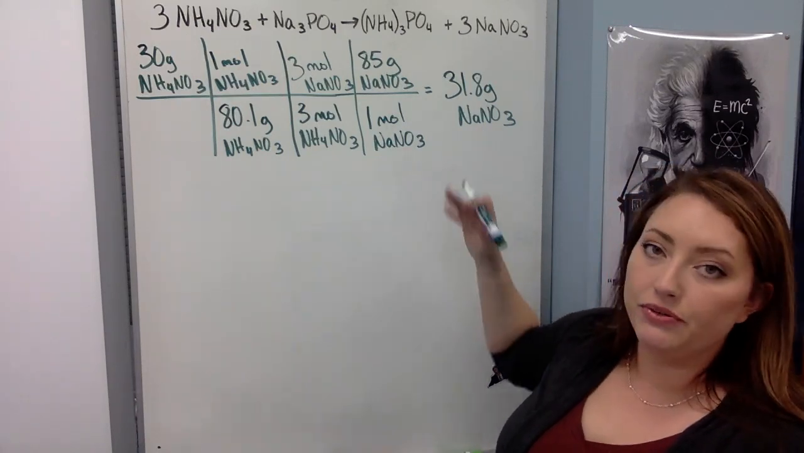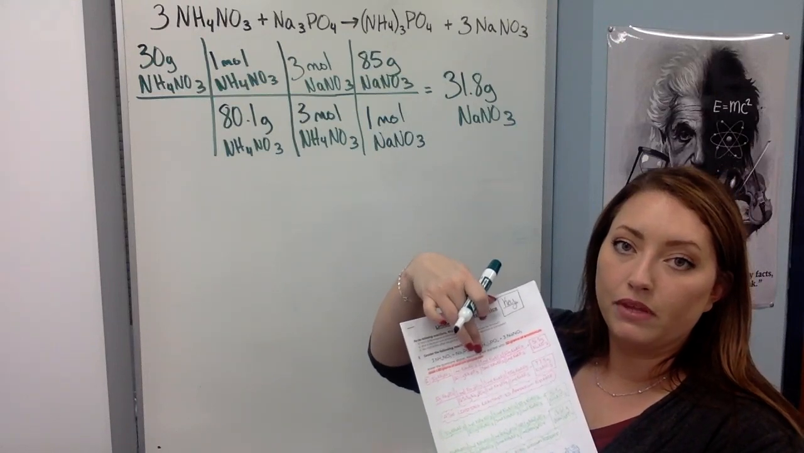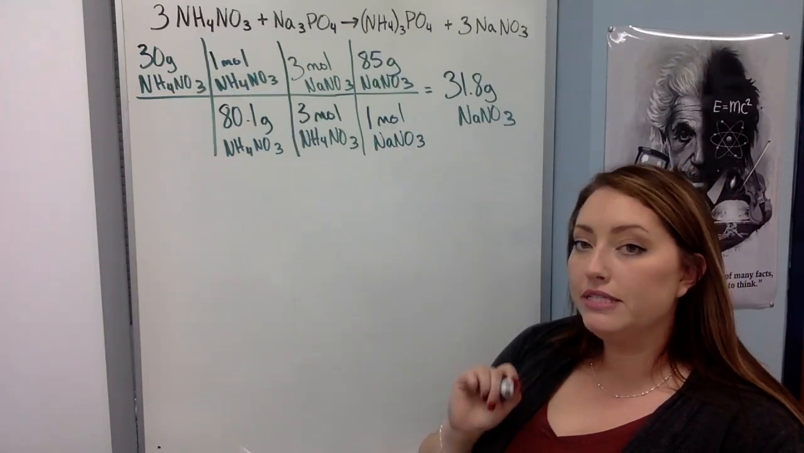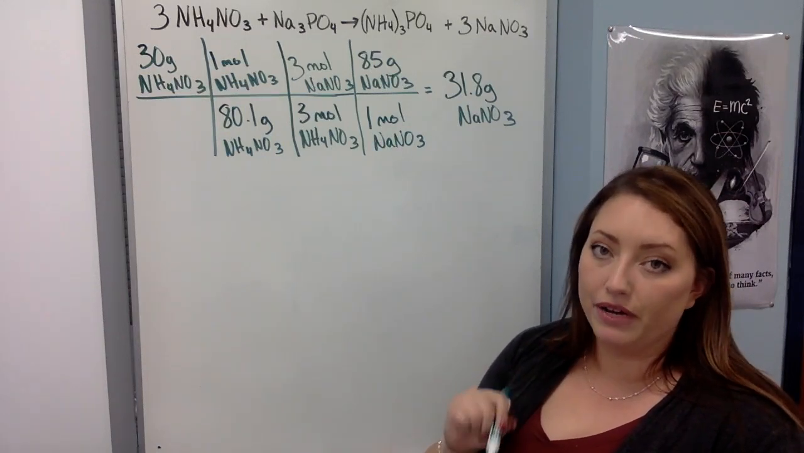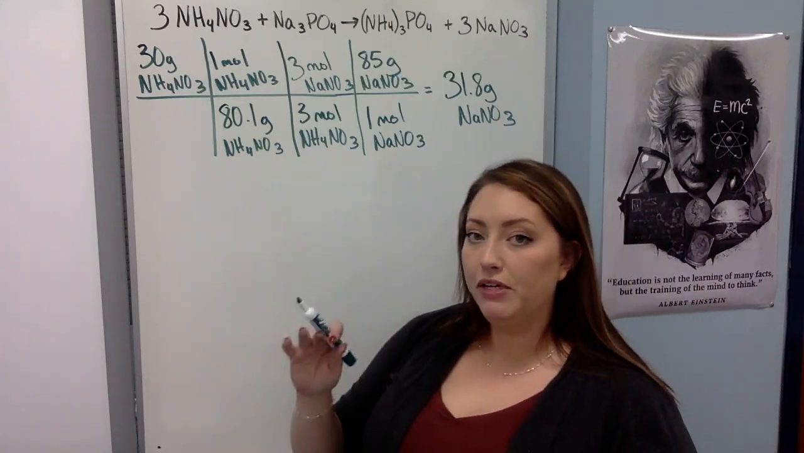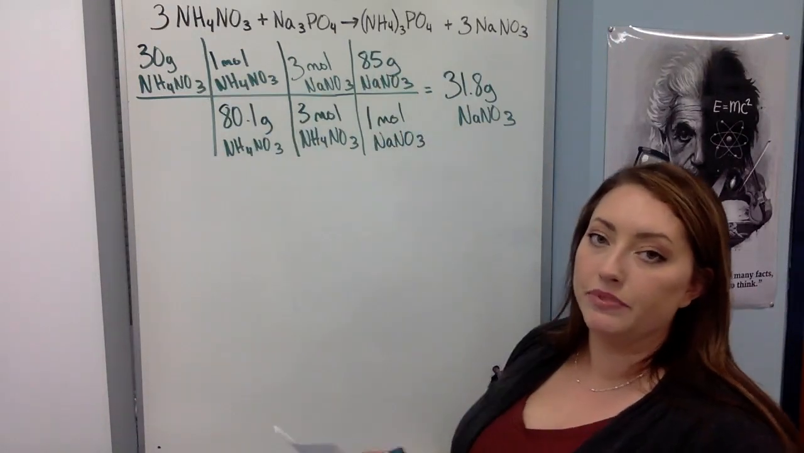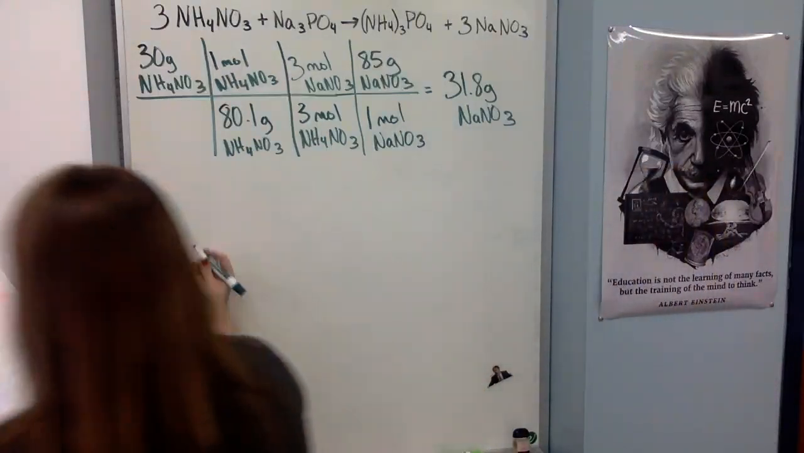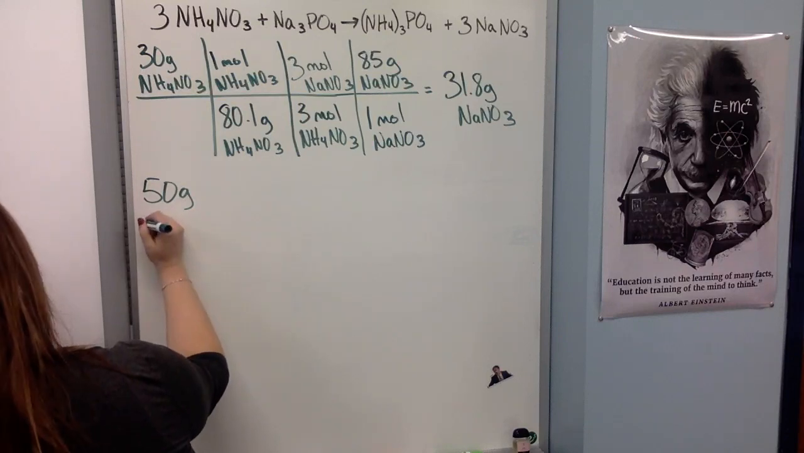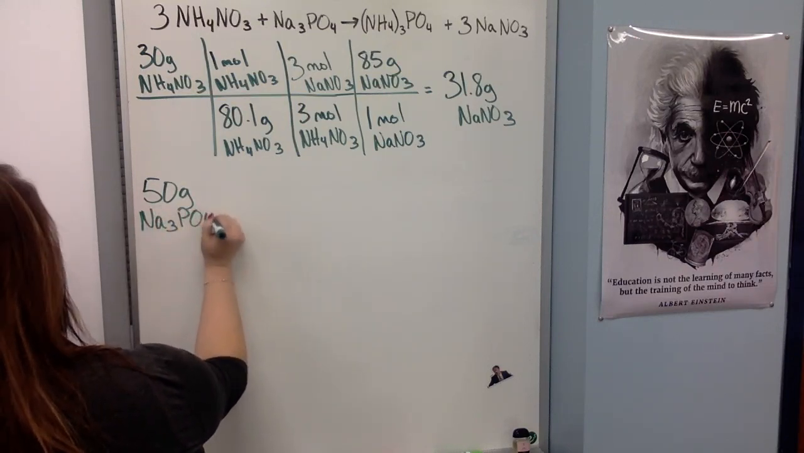So now we have to use the other reactant, which you'll notice is written here in this first question. So it told us we had 30 grams of ammonium nitrate, but it also says that we have 50 grams of sodium phosphate. So now we have to do this again, but we're starting with the 50 grams of sodium phosphate, and then we're still going to convert it into this sodium nitrate. So let's start that again. So we're going to have 50 grams of the sodium phosphate.